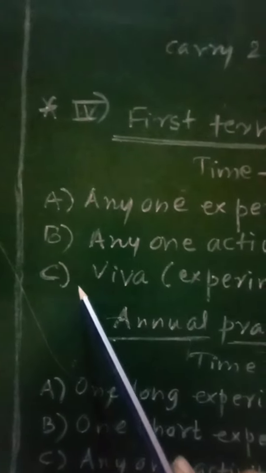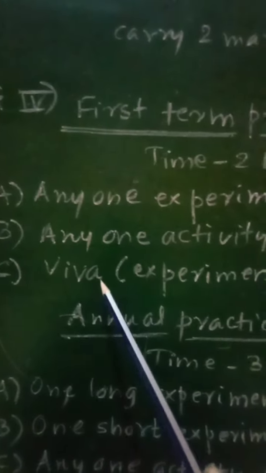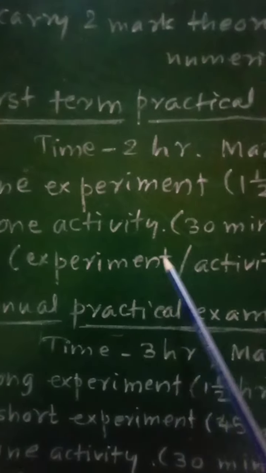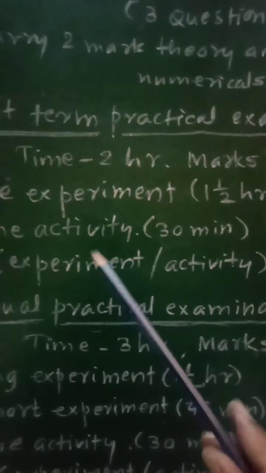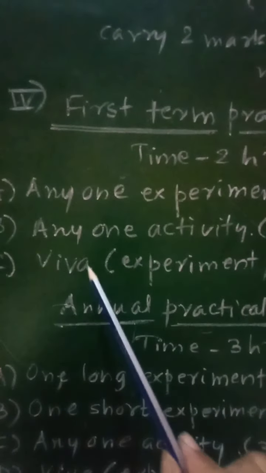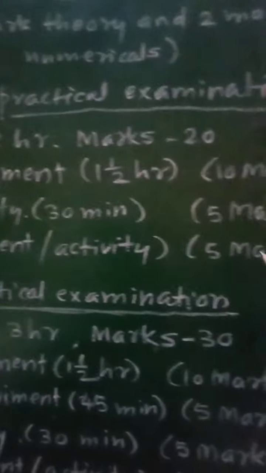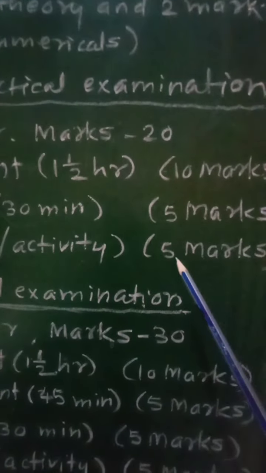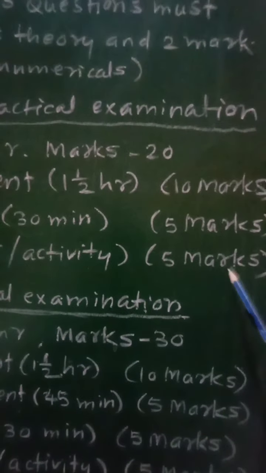Then part C will be Viva, which will be based on the experiment or activity. During the experiment or activity, the Viva will be taken, and it will carry 5 marks.